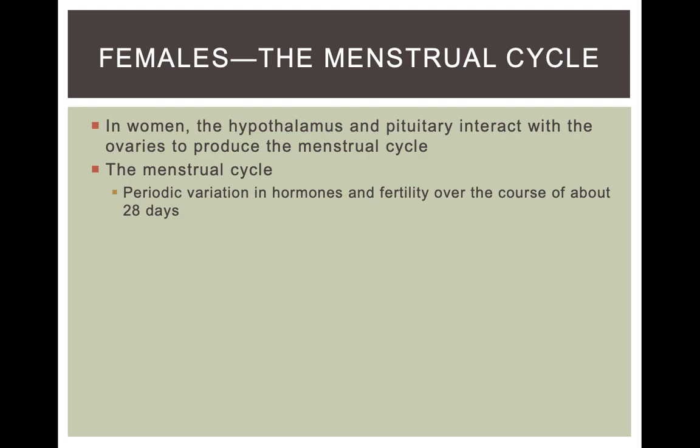So in the hypothalamus and the pituitary gland is that master gland that wakes up other glands and tells them to produce their specific hormones. They interact with the ovaries to produce the menstrual cycle. And the menstrual cycle itself is a periodic variation or a course of about 28 days. So it happens in the uterus to prepare for a fertilized egg. You also have the ovarian cycle, and this is the maturation of a follicle, an egg. So growing a particular egg so it's ready for fertilization and then implantation.